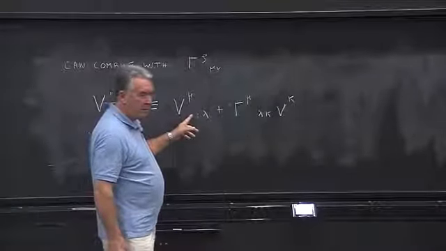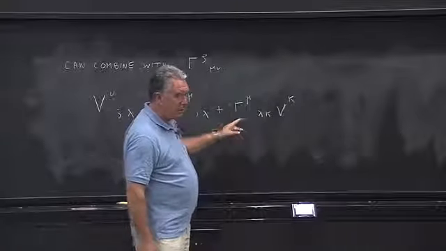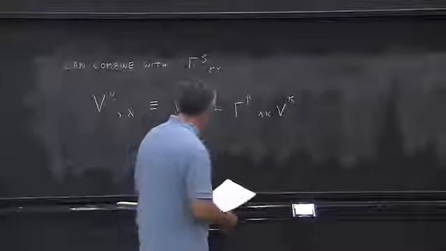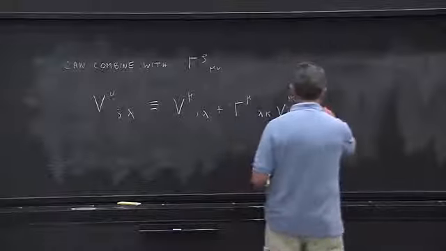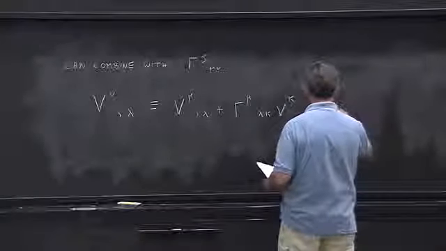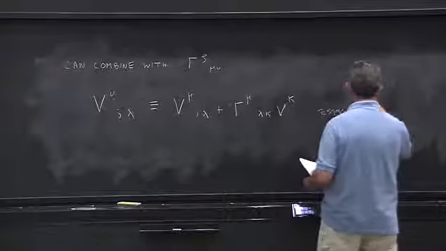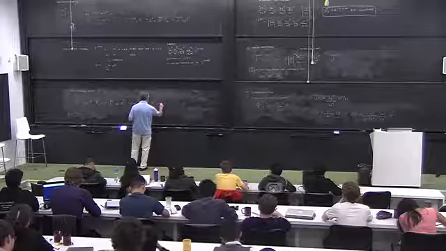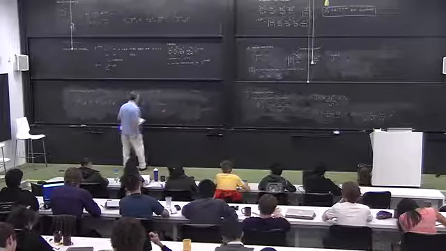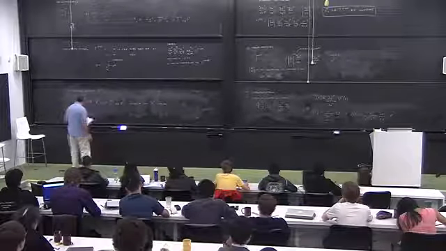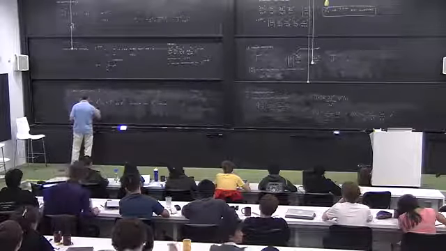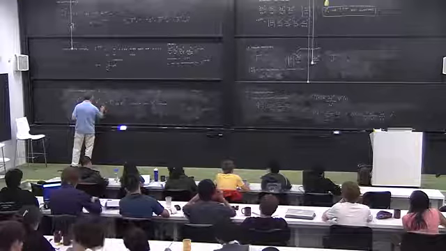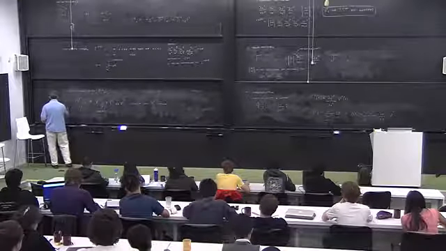So this is not a tensor, neither is this, but what you can show is that the combination of them is. And I want you to show that as an exercise. And this has a name. This is the derivative. This is called the covariant derivative.